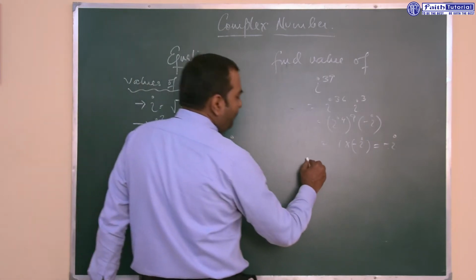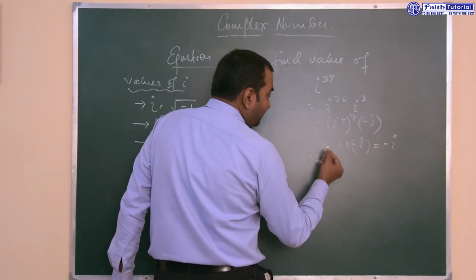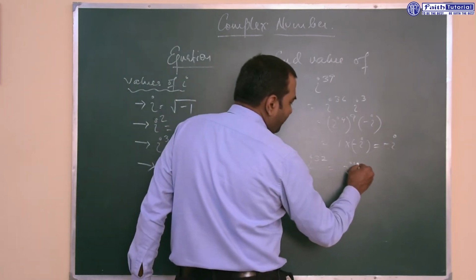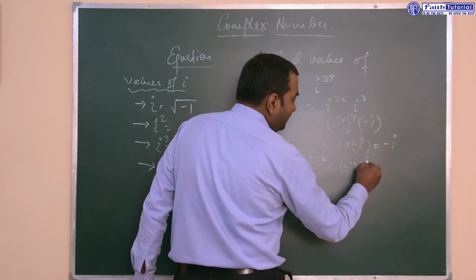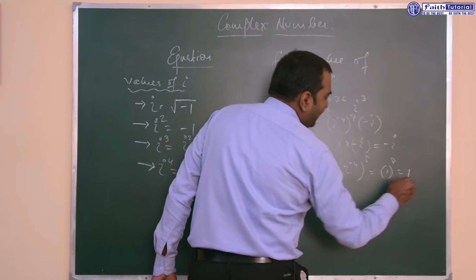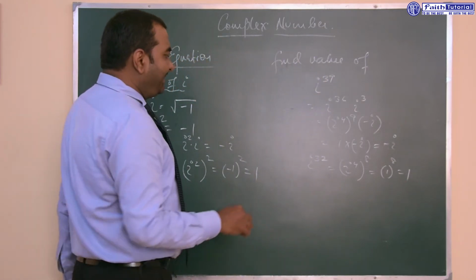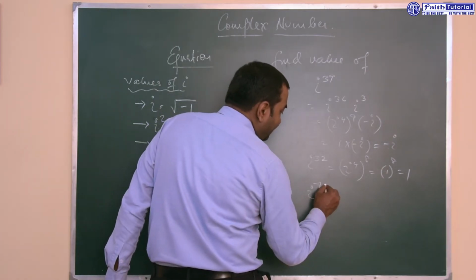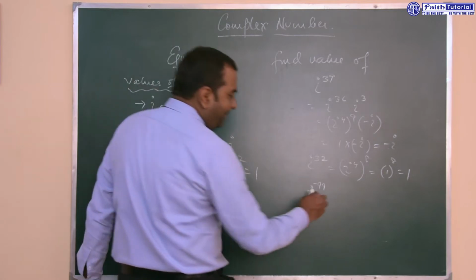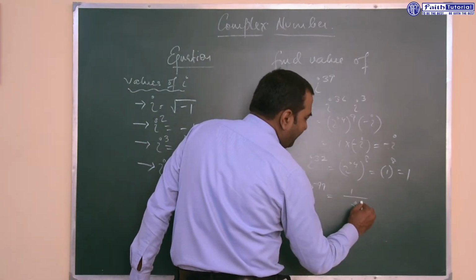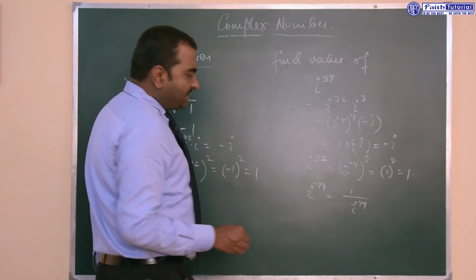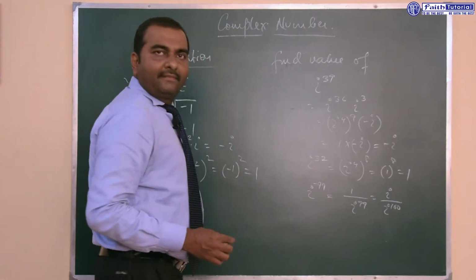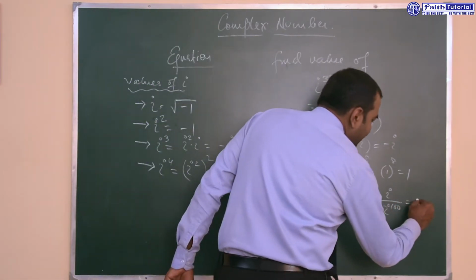If I have to find out the value of i to the power of 50 or 36 or 32, then it is i to the power of 4 whole thing to the power of 8, that means 1 to the power of 8, which is 1. If we intend to find the value of i to the power of, say, minus 99, we can write it as 1 by i to the power of 99, which can be written as i divided by i to the power of 100, and it's a multiple of 4, so that will be 1, so it's nothing but i.